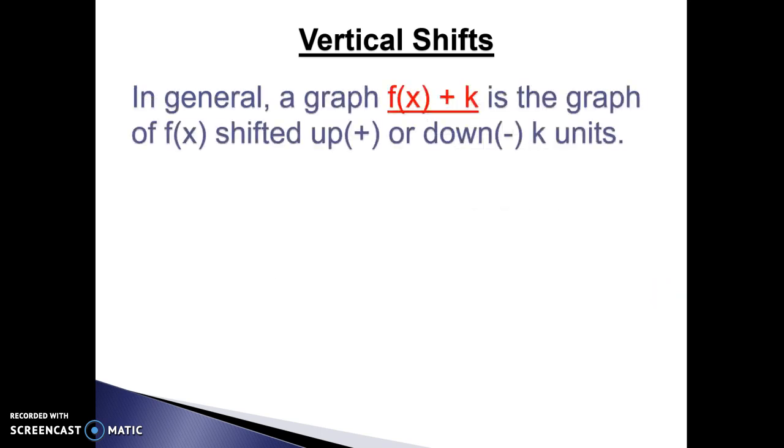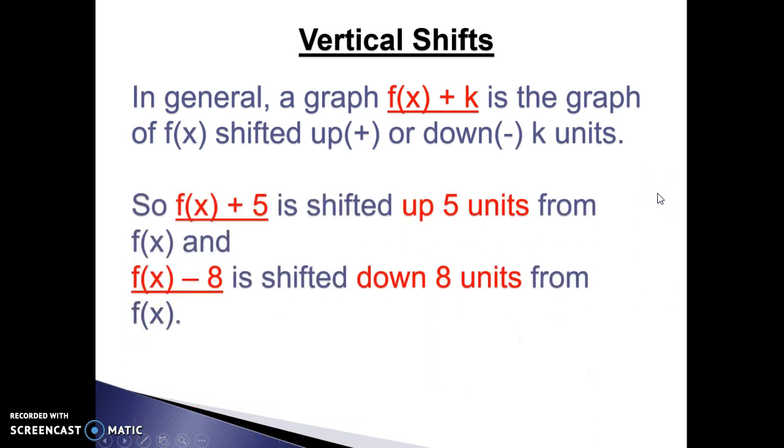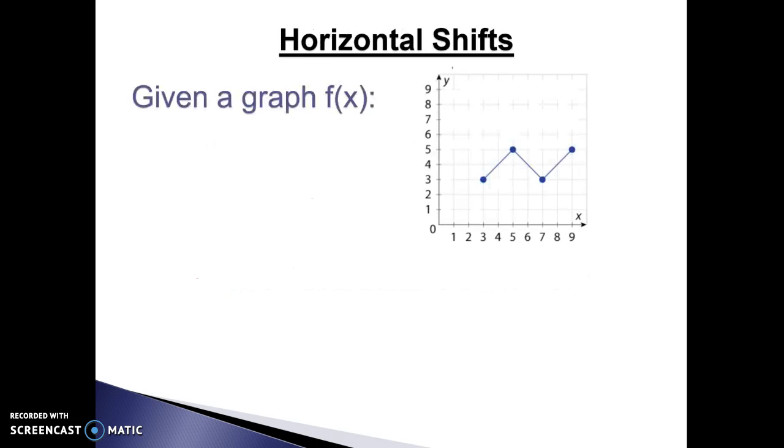So in general, when you're looking at a graph and it has something being added to the end of it, so plus k, the graph of f of x has been shifted up if it's positive or down if it's minus, and it's been moved up or down that many k units. So f of x plus 5 has been shifted up 5 units from the original f of x. And f of x minus 8 has been shifted down 8 units from f of x. Okay, let's look at some horizontal shifts.